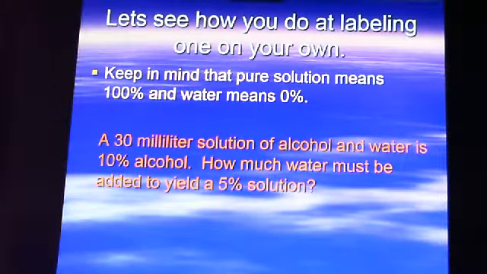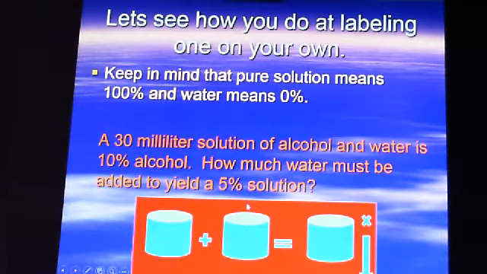We're supposed to have three percents, right? We've got a 10% and a 5%. What's the other percent? Oh, how much water must be added? And water is 0%. So that's your third percent. 10, 5, and 0. Now try to fill it in. If it's 10, 5, and 0, which one goes in the end? 5%. So these two must be our 10 and our 0.